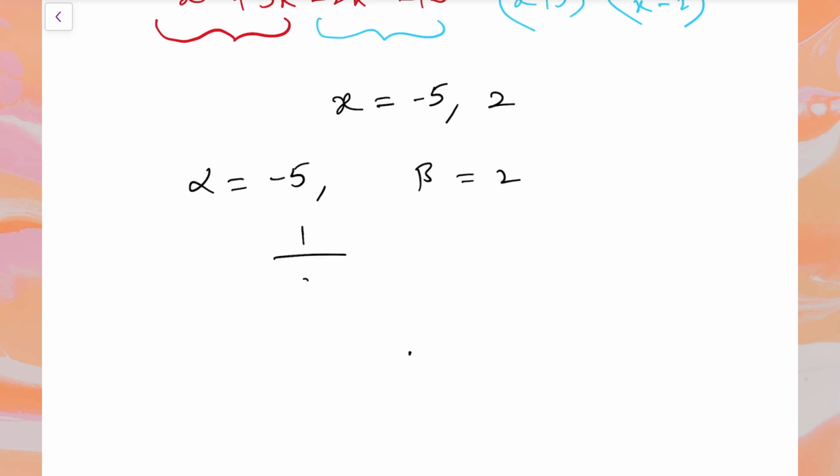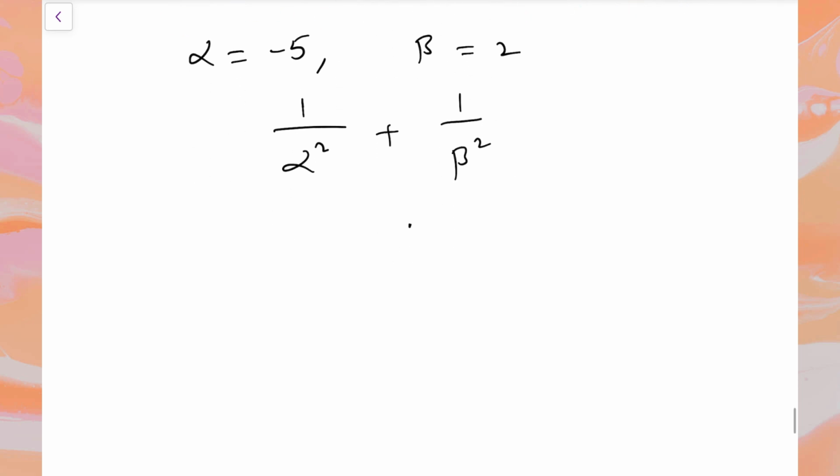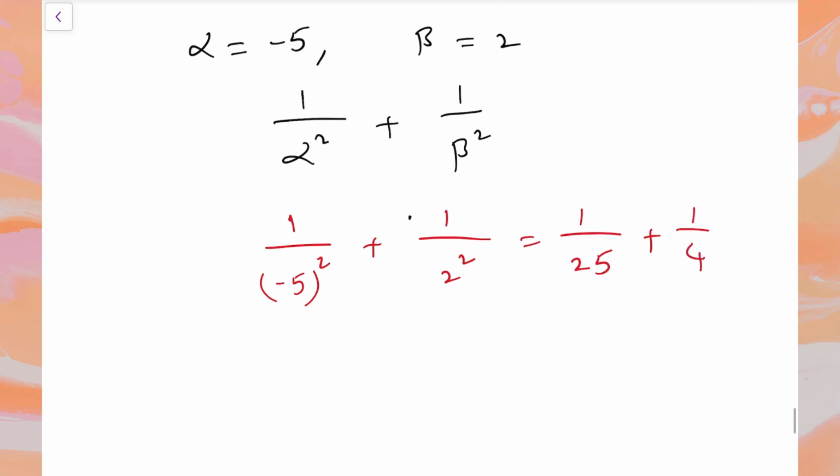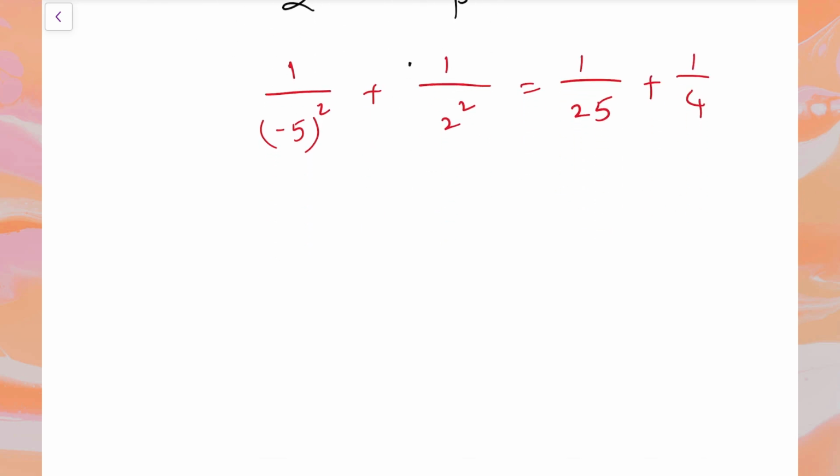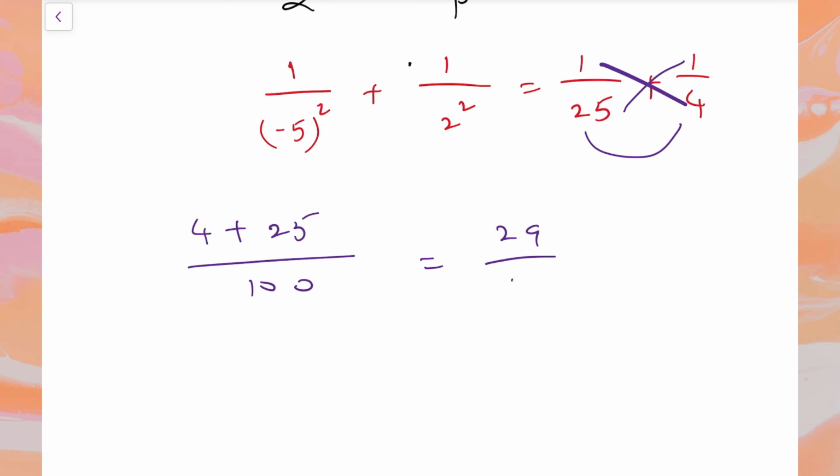Now let us substitute in 1/α² + 1/β². 1 by alpha is −5 squared, plus 1 by beta is 2 squared. That equals 1/25 + 1/4. Both the denominators are different, so we need to do cross multiplication. 1 into 4, 4, plus 25, 1s are 25, divided by 25, 4s are 100. 4 plus 25, 29, divided by 100.